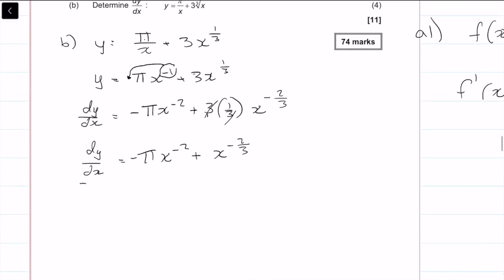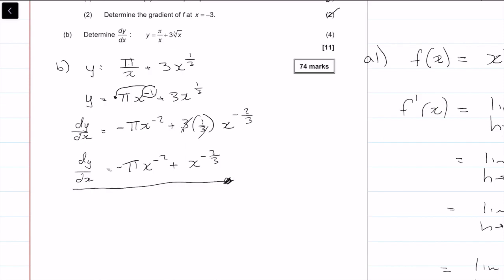Okay, so a nice and simple question, nothing too difficult there. You just needed to know the power rule. Once again, what we did here was just pull that exponent down and then subtract 1 from the exponent.